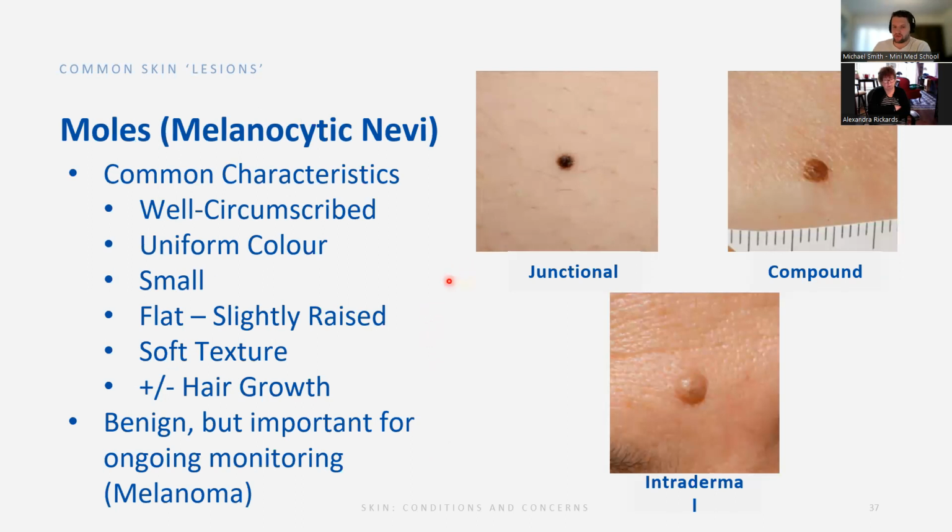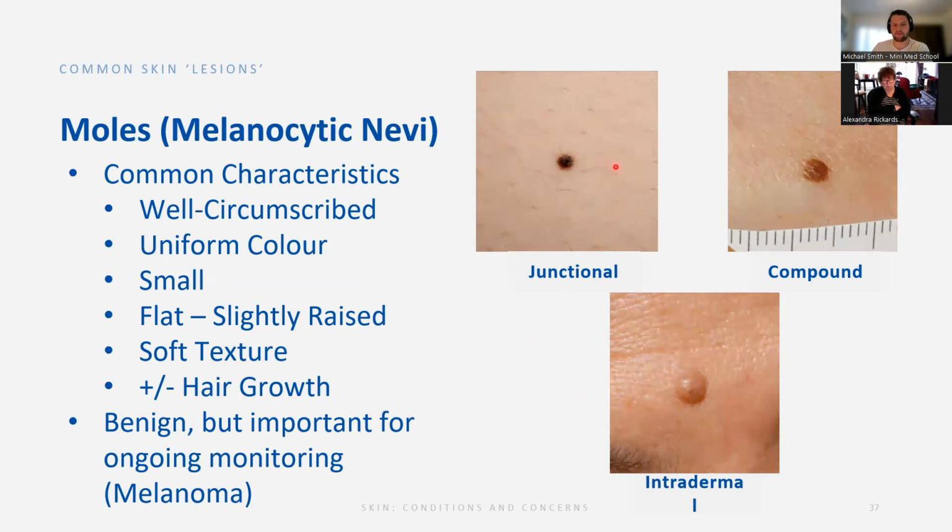Next are moles. And so the technical name for these are melanocytic nevi. And as the name implies, they are derived from the melanocytes in the cell layers. And there are three primary types of them, depending on the layers in which they grow and extend into. So, we have the epidermis and the dermis, and the melanocytes can grow and extend to those different areas and cause different presentations, but they're all essentially the same thing.